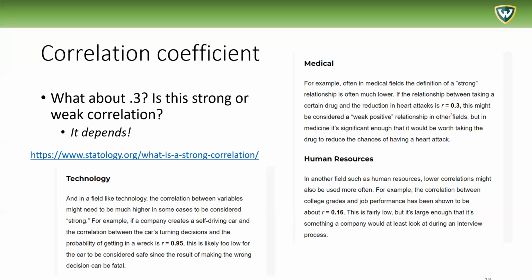So 0.3 may be considered actually a significant or strong relationship. And actually, we see that also in the social sciences. And maybe in human resources, 0.16, and in other kinds of situations too, could be considered a low relationship, low R, low correlation, but because it's large enough that it might impact a lot of people, it also can be significant, and it may also cause attention for something to be addressed.